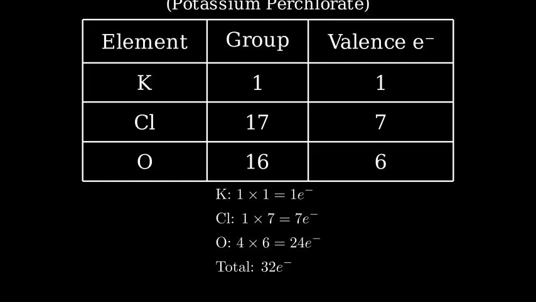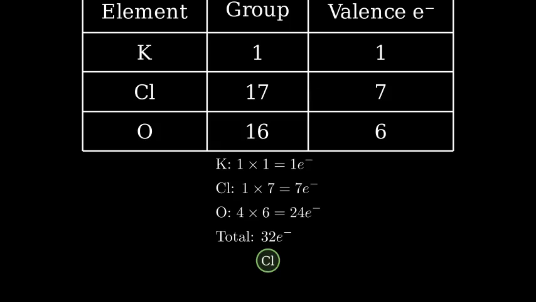Now, let's start drawing the structure. First, we'll place chlorine as our central atom, since it's the least electronegative non-hydrogen nonmetal. Then we'll connect the 4 oxygen atoms to chlorine with single bonds.